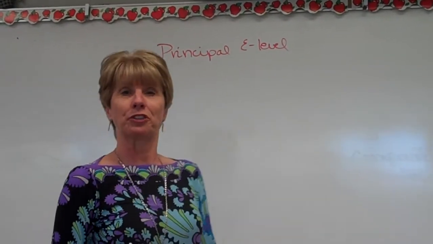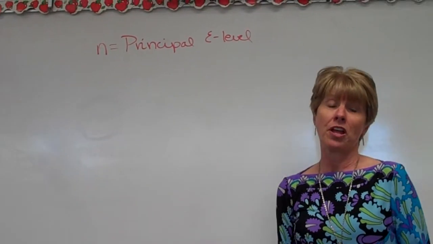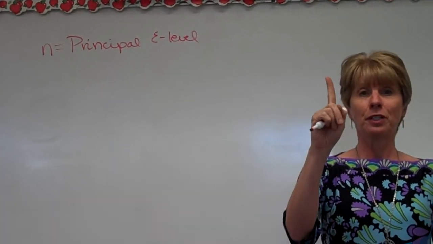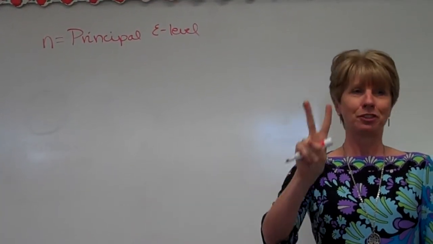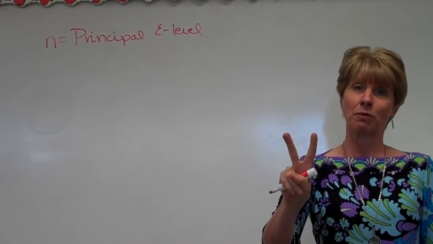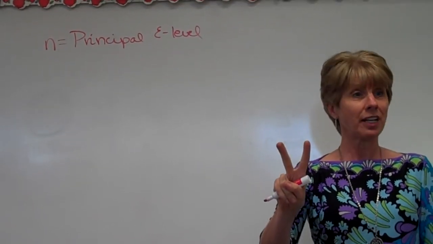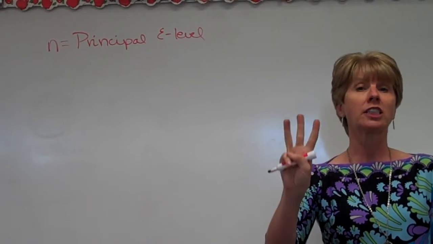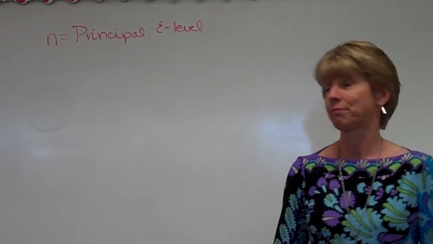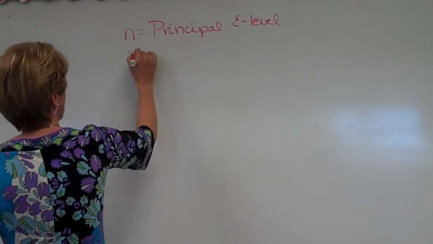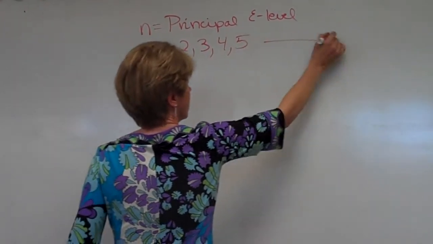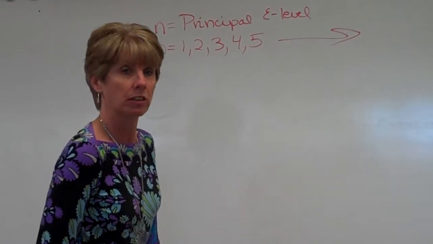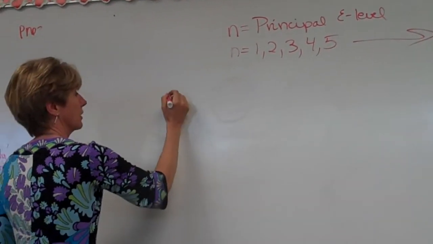The principal energy level tells you several things. It tells you, number 1, the amount of energy. Number 2, it tells you distance from the nucleus. Number 3, it tells you the size of the electron cloud. N can be equal to 1, 2, 3, 4, 5, a billion. Okay? Now, let's show it.